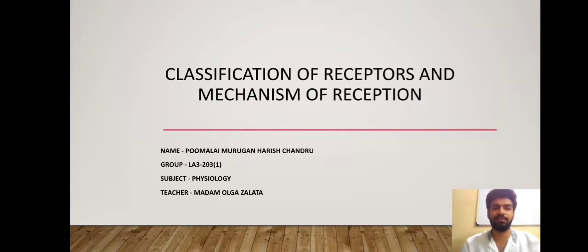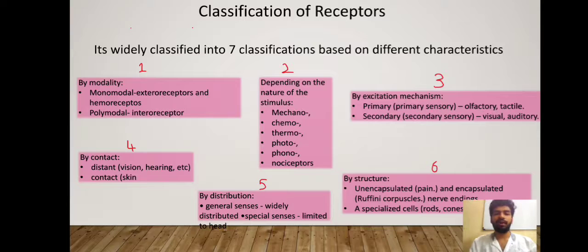Now here we're going to see about classification of receptors. Receptors play an important role in understanding the stimuli which come to them. So they are widely classified into 7 classifications based on different characteristics. The first characteristic is based on modality. It consists of monomodal and polymodal receptors. Monomodal receptors include exoreceptors and chemoreceptors, and polymodal includes interoreceptors.